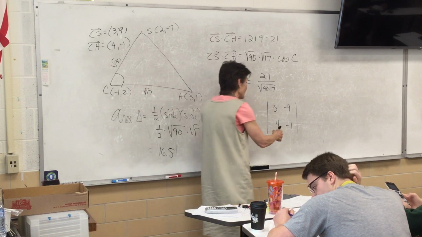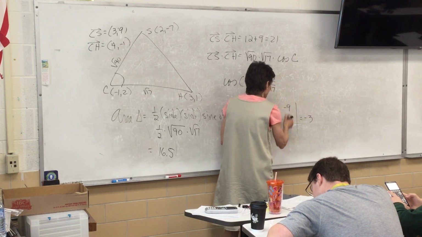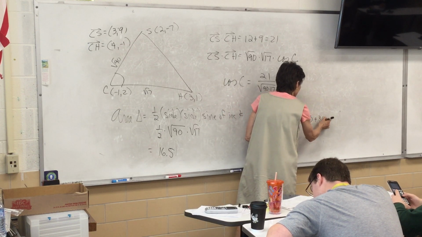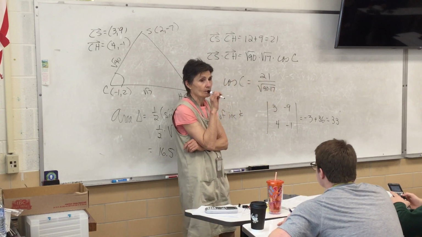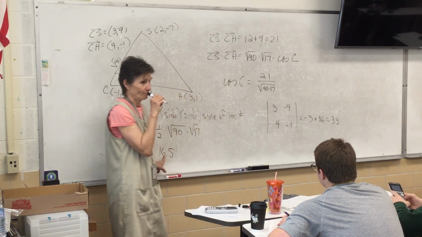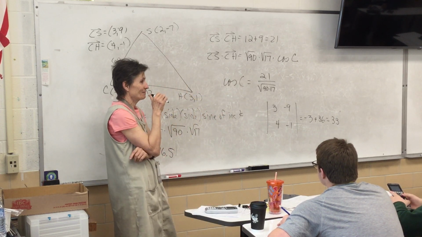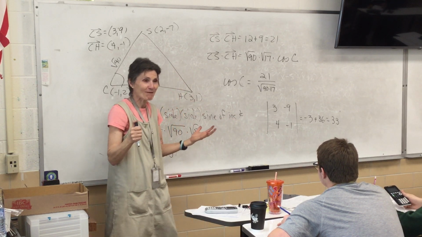All right, let's evaluate the determinant. So that's -3 plus 36, 33. What's half of 33? Guys, oh my gosh, isn't that the coolest thing ever?